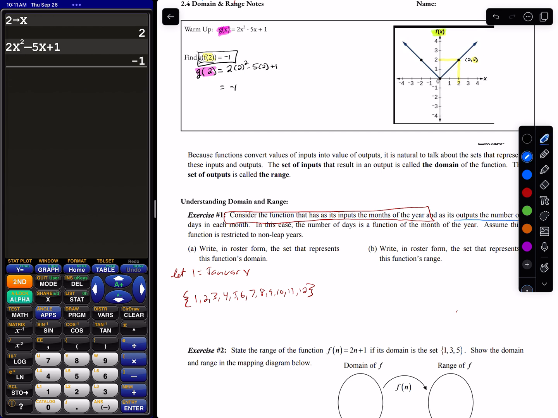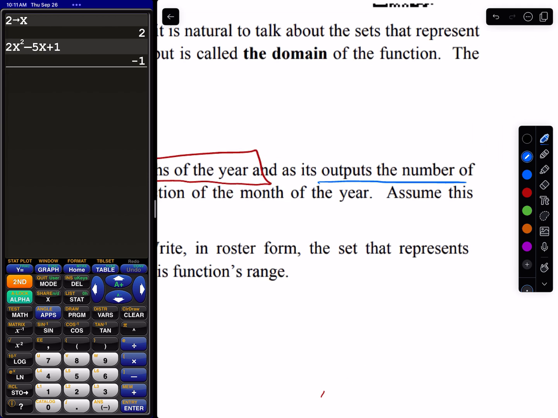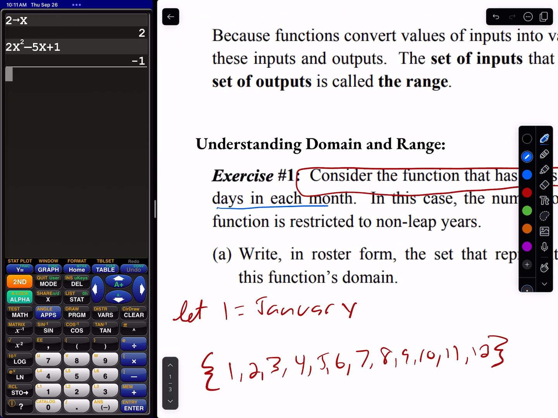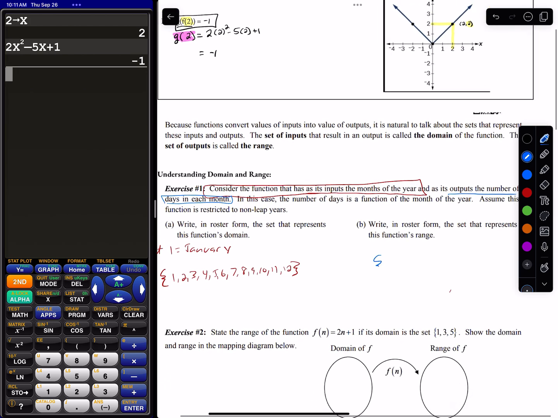And then the output of this function is the number of days in each month. So the output of our function here, what we're going to write is there are 31 possible days, there are 30 possible days. And notice we're talking about non-leap years, so we also need 28 for February.